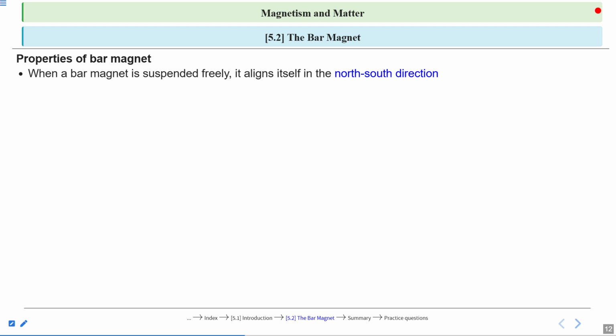Due to Earth's magnetic field, which is from south to north, the north of the magnet or needle will point towards the north in the direction of the magnetic field. The magnetic field lines are towards the north of the Earth. So the north of the magnet or magnetic needle will experience force in the direction of the magnetic field lines. The north of the magnet will align towards the north and the south of the magnet will align towards the south of Earth. So it aligns itself in the north-south direction.